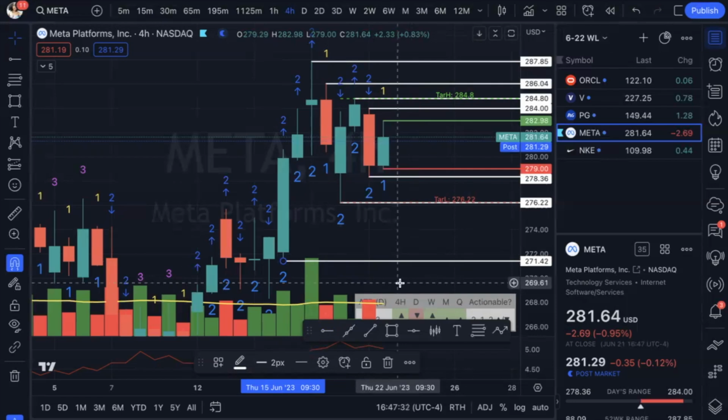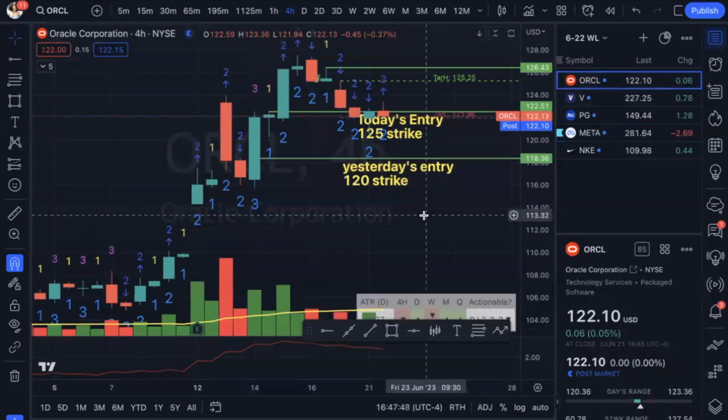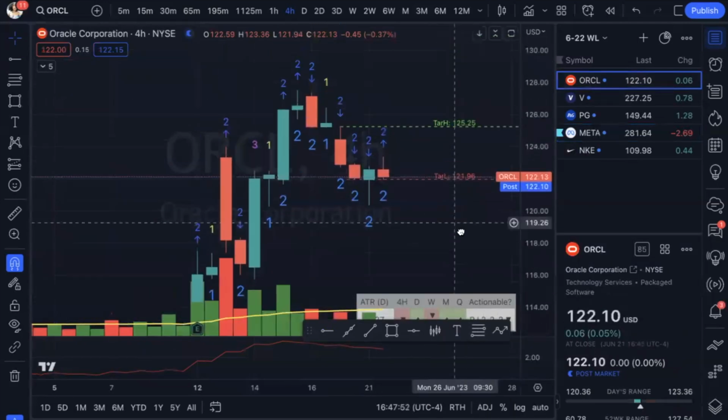So now let's go ahead and look at a 2-2 reversal. And with the 2-2 reversal, it's going to be the same mapping technique that you would use if it was a 3-2-2 or just a regular 2-2 reversal. Okay. So now let's go ahead and look at Oracle. So I'm just going to delete all of this off of my chart. That is some old data.